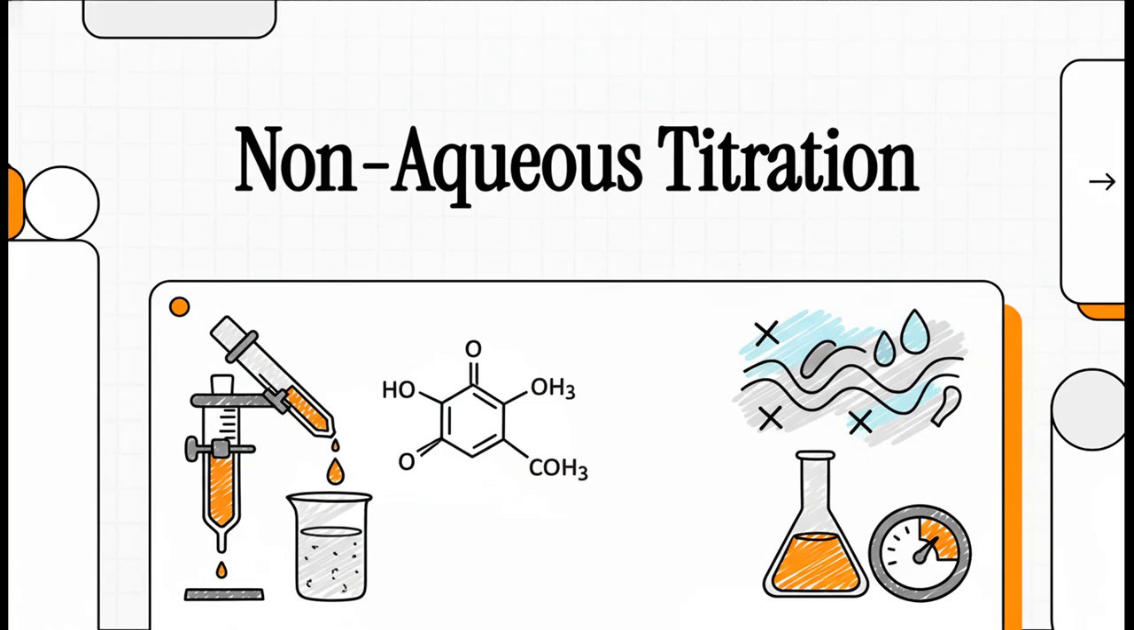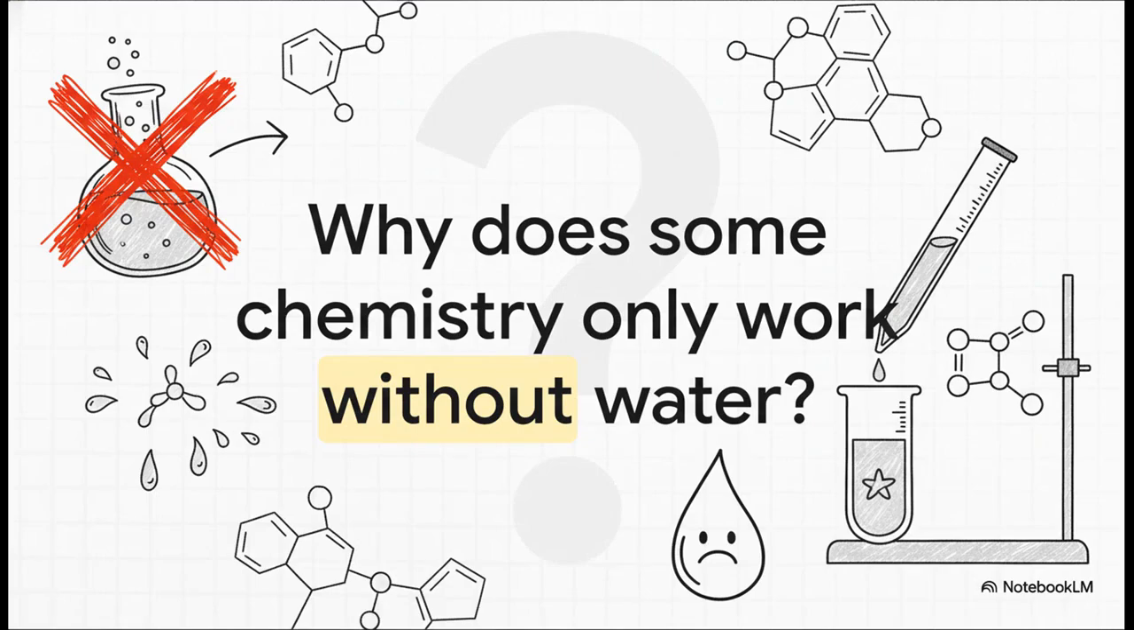Welcome to The Explainer. Today, we're going to talk about a chemistry technique that works by getting rid of something you'd think is absolutely essential: water. Yep, you heard that right. It's a way to measure the unmeasurable, and to do it, you have to completely change the rules of the game. So why on earth would you ever want to ditch water in a chemical reaction?